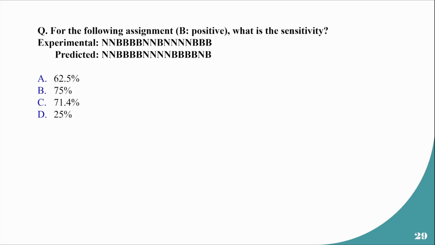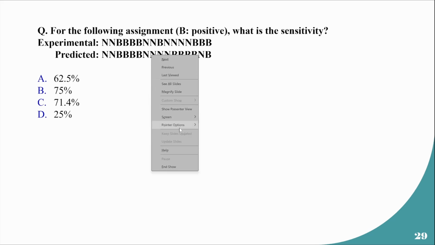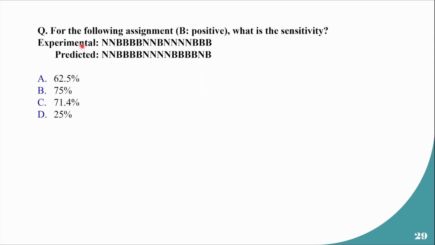So we just talked about sensitivity, specificity, and so on while assessing certain models, right? Now, in this particular question, it is a numerical question related to that. Here we have the experimental set of values. In a classification problem, the experimental values are indicated by N or B. And in the question, it is given that B is positive, so that means N will be negative. On the other hand, we also have the predicted values for those data points.